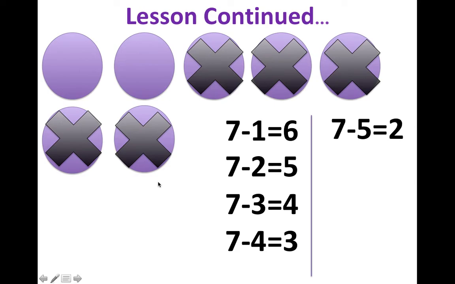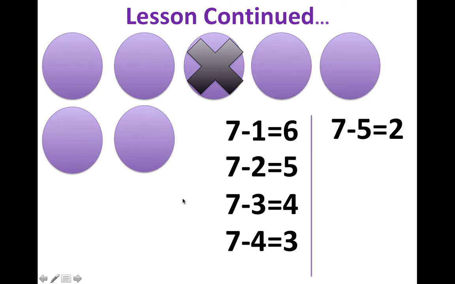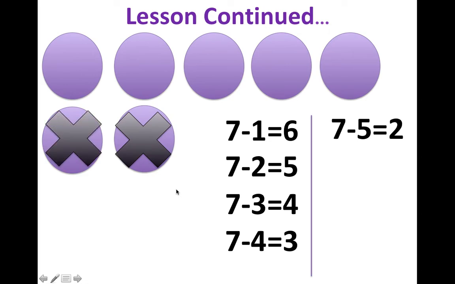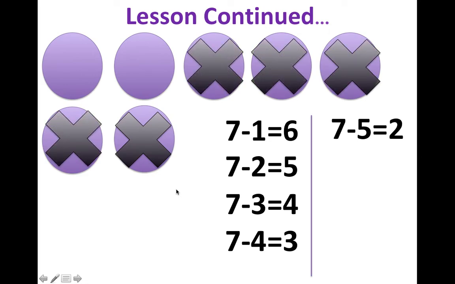Would you guys like to try one more together? Let's do one more together. Please bring up all of your 7 materials, put them in front of you. We're back to the beginning of 7 circles. Last time we took out 5. This time we're going to take out 6. So I'm going to put X's on 6 of them. I have 1, 2, 3, 4, 5, 6. I started off with 7 and I took 6 away. So please put 6 of your materials to the side.